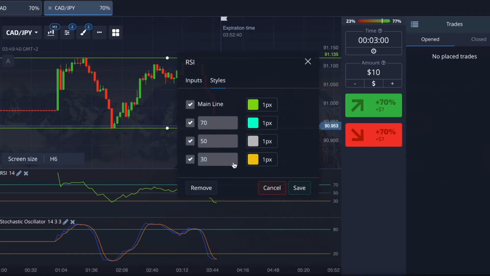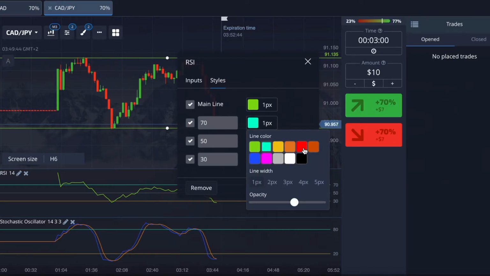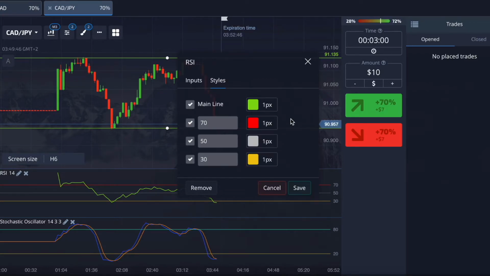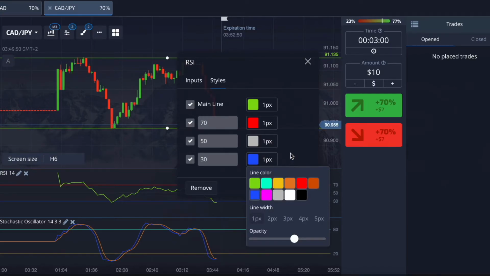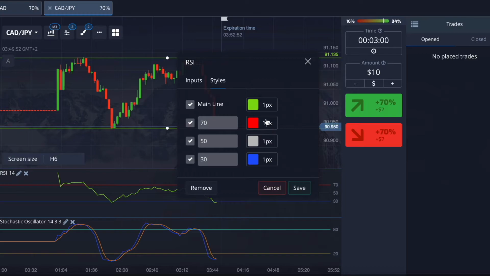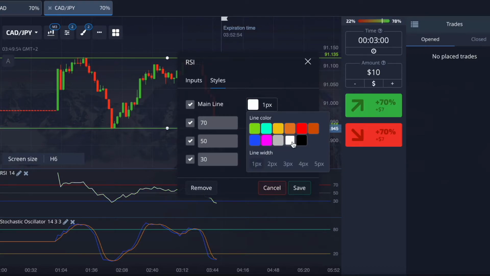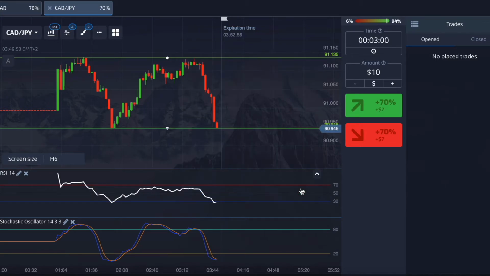We're going to go to styles and we're going to change the color. We want the 70% to be red because when the market is high, we want to sell it. We want the 30% to be blue because when the market is low, we want to buy it. And then we're going to just change the main line to white just so we can see it a lot more clear. We're going to click save.